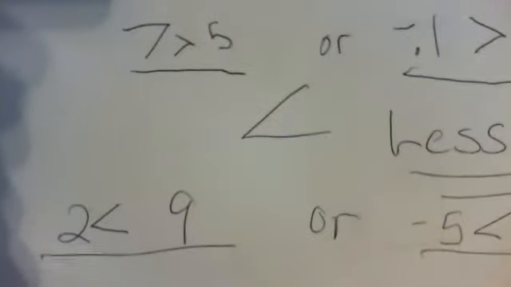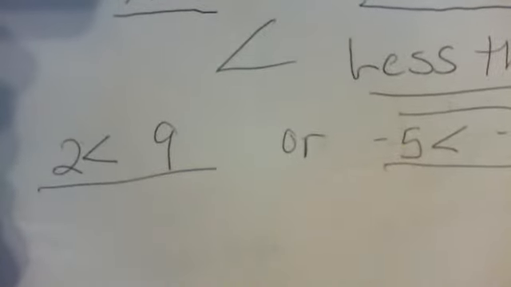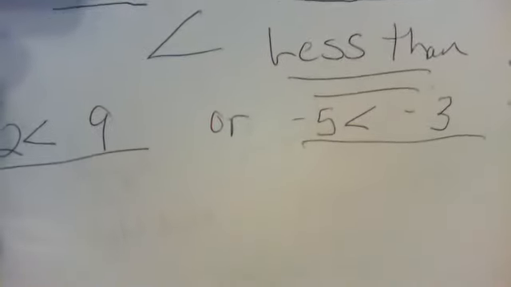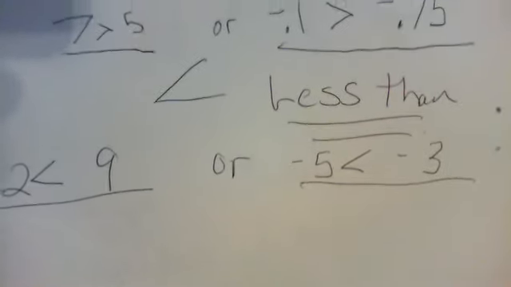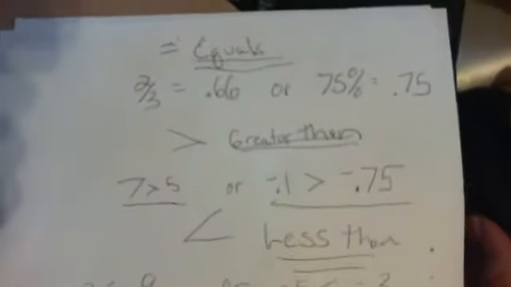Now, we have the concept of less than. In this case, the less than sign always points to the smaller number. 2 is less than 9. And negative 5 is less than negative 3. Once again, you'd rather owe somebody $3 than owe somebody $5. If you owe someone $5, that's lesser than owing someone $3. So we do need to remember these concepts before we begin.